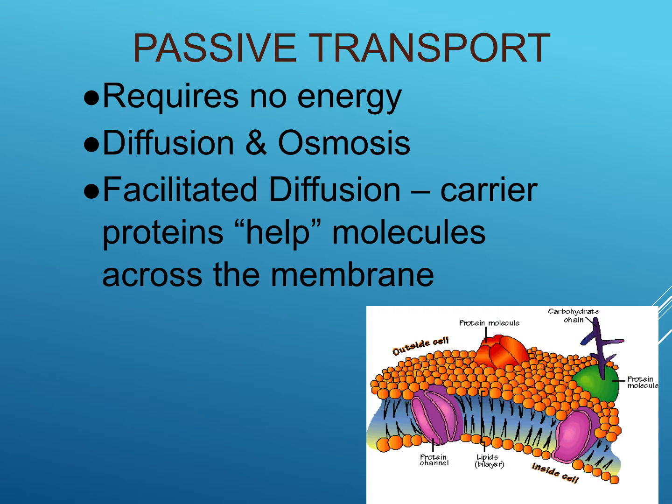Passive transport requires no energy. So passive transport includes diffusion and osmosis. Facilitated diffusion is when proteins help the molecules across the membrane. You can see in that bottom right-hand picture, those are protein channels. So those protein channels will actually help the larger molecules go through that can't go through that lipid bilayer. But remember, diffusion, even if it's facilitated, is still called passive transport because it doesn't require energy from the cell.